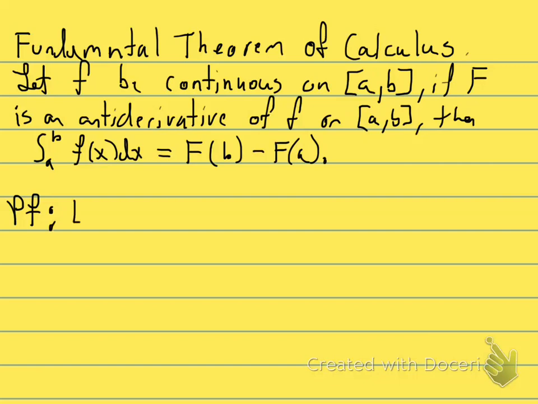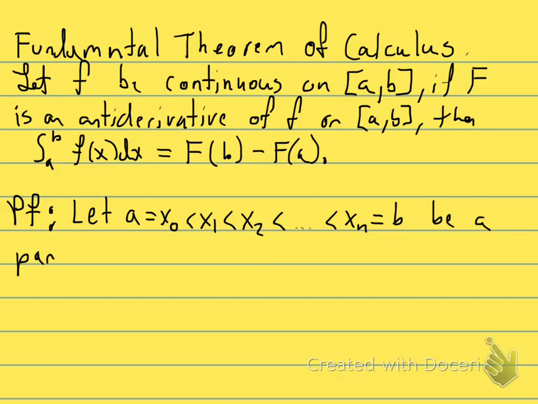And so we're going to take a look at the proof. We're going to go ahead and partition the interval [a, b]. So x naught will be a, and we'll partition it into n intervals, or n plus 1 points, where x naught is a and xn is b. So we're just going to partition that up.